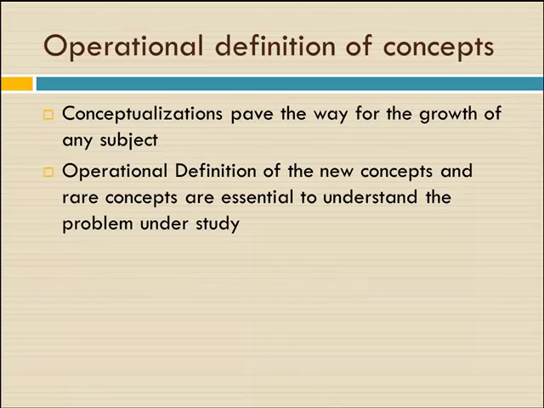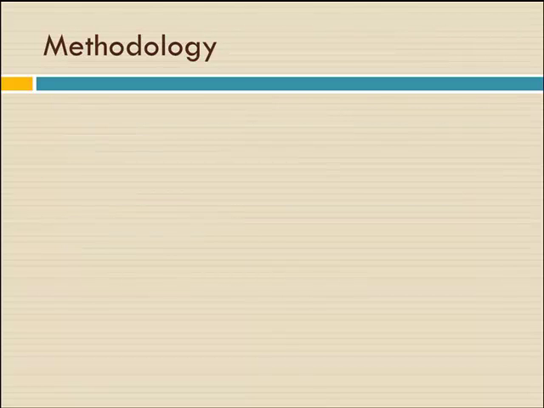All these things should be mentioned by the research scholar. Operational definition of the new concept and rare concepts are essential to understand the problem and the study. So the scholar should be very careful in presenting the definition of this concept. Then only it is easy for the person, say he may be a reader or he may be an examiner, to evaluate the thesis, he will understand the concept properly and the purpose will be served.